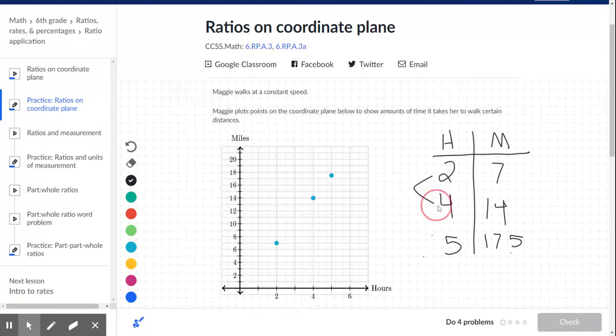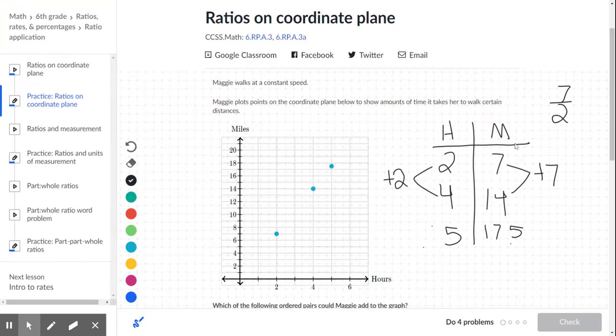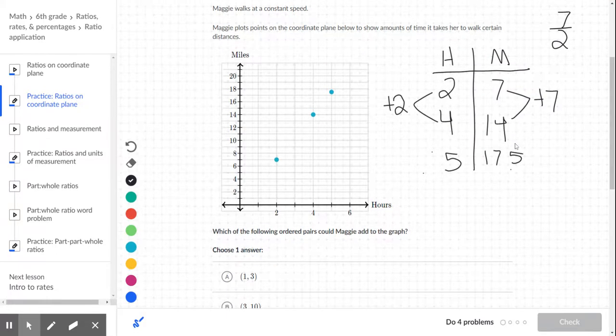To get from 2 to 4, I can add 2. To get from 7 to 14, I can add 7. I put this number on top of this one, 7 over 2, and I know that is my constant rate of change. So each time I can multiply my hours by 7 halves and it will get me the number of miles. So let's see.